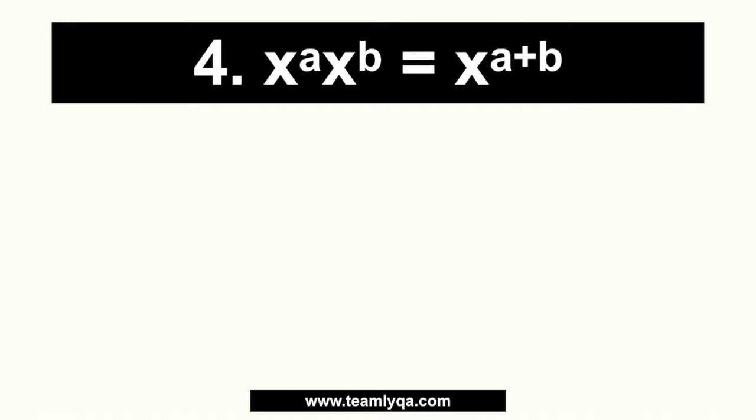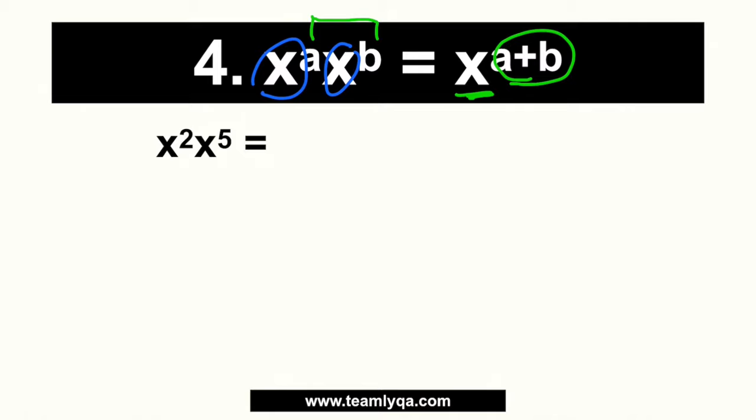Yung pang-apat na rule is like this. Kapag nag-multiply ka naman na pareho ang base number, if you see, pareho silang x, kahit magkaiba yung exponent, okay lang. Ang gagawin mo lang is i-add mo yung dalawang exponent at i-copy mo yung base number. So, for example, we have x squared times x to the fifth. Ang gagawin mo na lang sa kanya is you take yung parehong base number, x, and then yung exponents niya, i-add mo lang siya, 2 plus 5. So, ang kalalabasan ay x raised to 7.